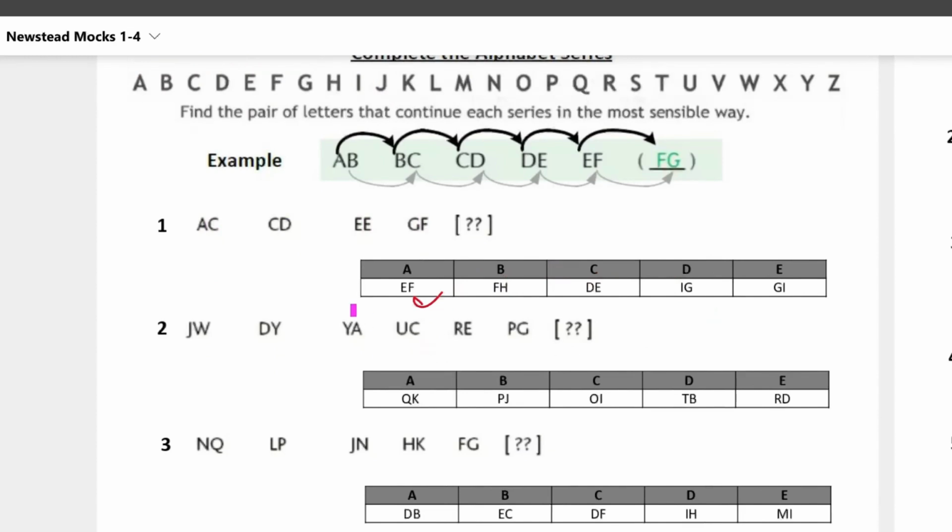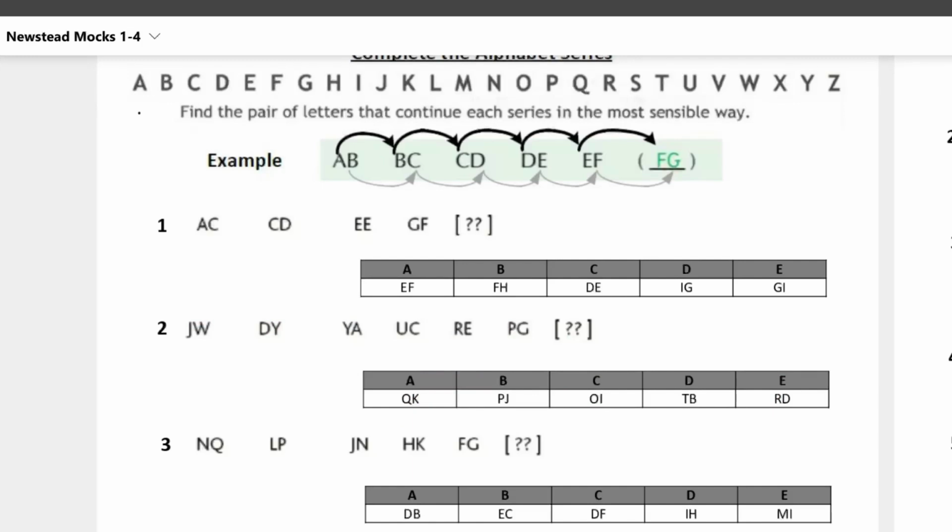Next question, we have W, Y, A. What's going on here? W to Y is 2, Y to A is 2. Going to C, we're adding 2 each time, so add 2 to G, and we get I at the end, which means we can cross out all of these and just get C as our answer.